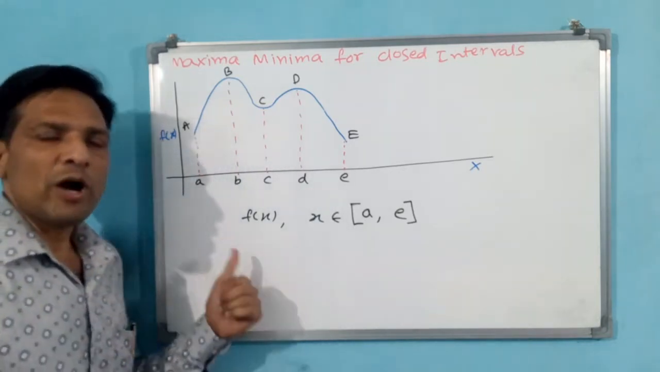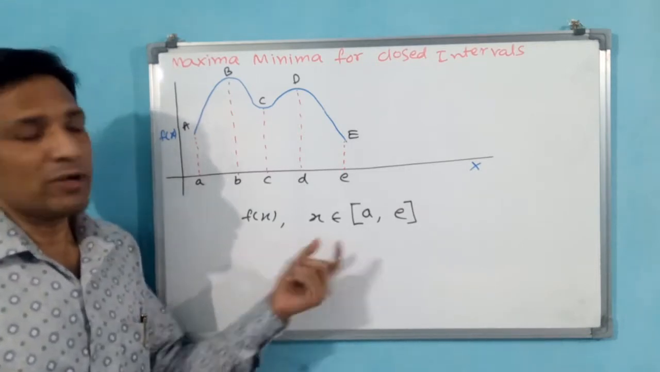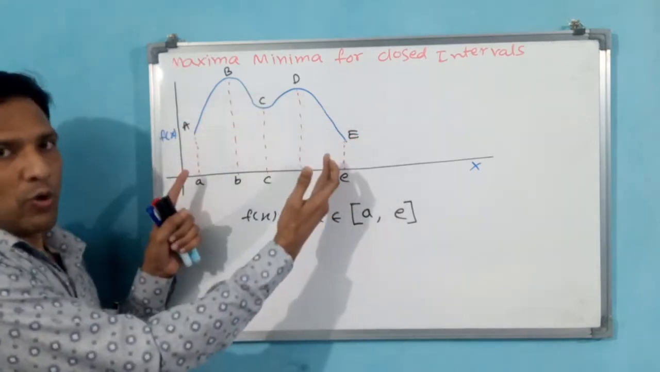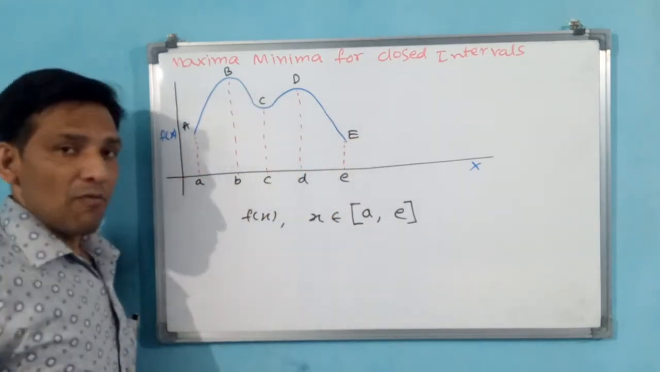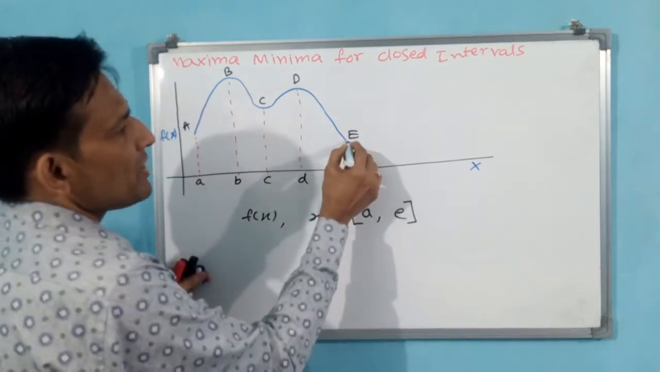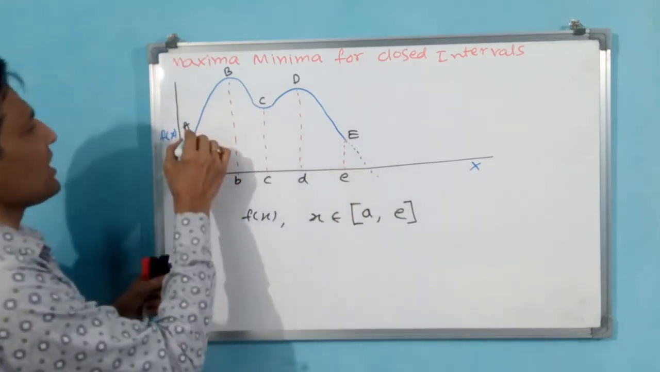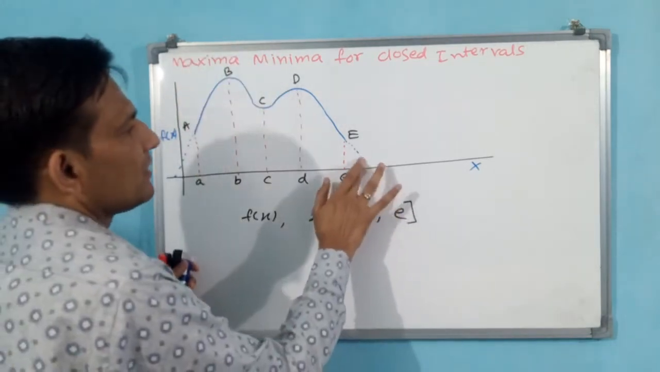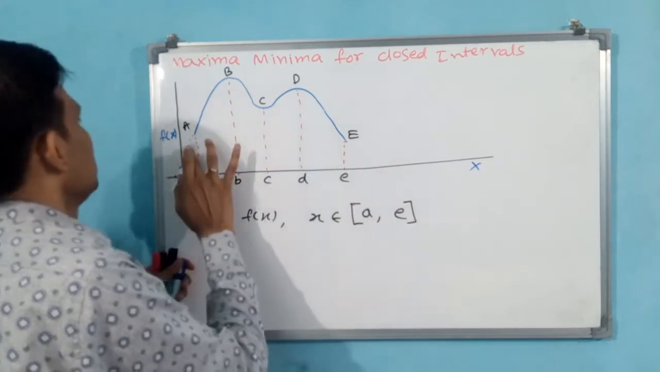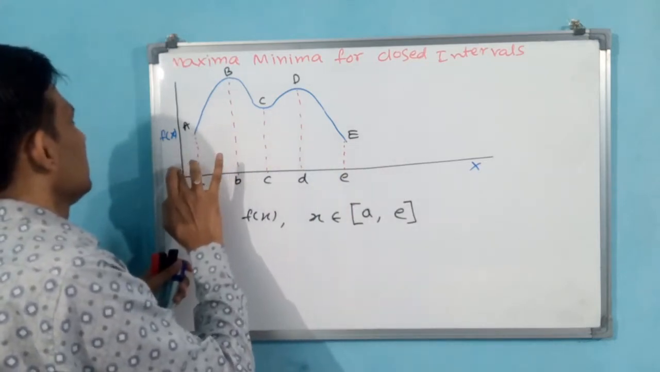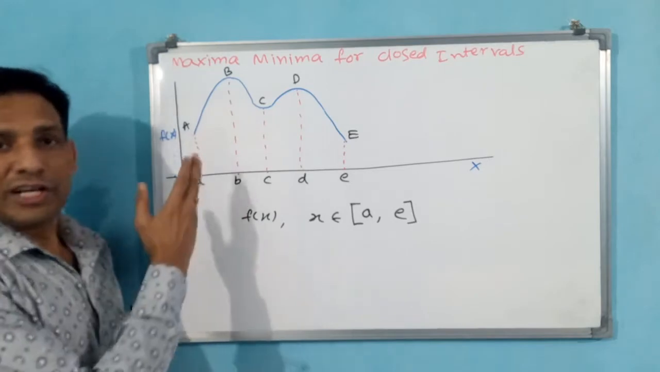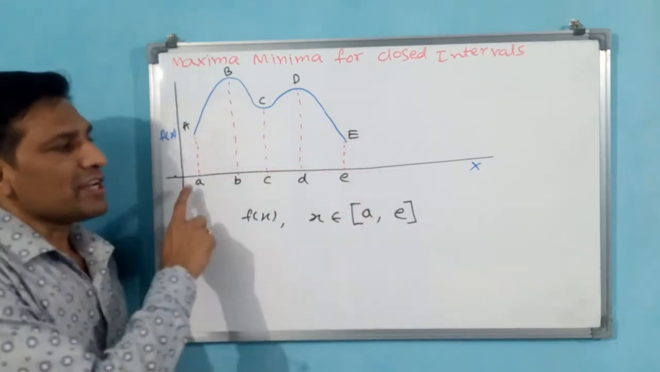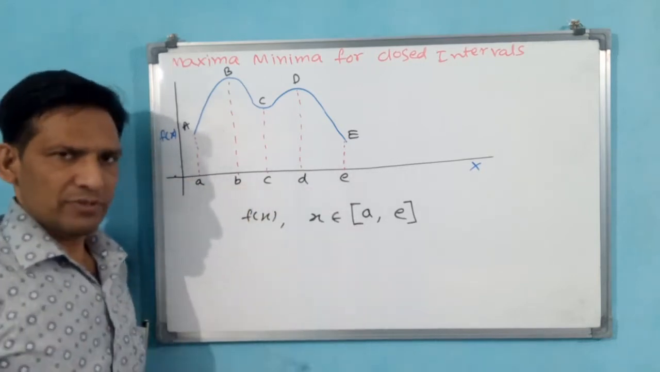You see here, we have taken one function. That function is having closed interval a to e. Here also you see a to e closed interval. We have closed. There is no open. That means beyond e this value is not going to reduce. Beyond a also this value is not going to reduce. Strictly from a to e only this function is available. What are a, b, c, d, e? These are points, inputs. Okay.